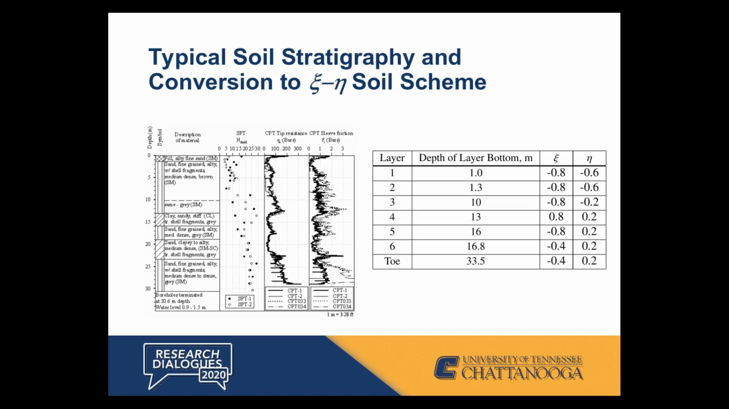The Xi represents the degree of cohesion of the soil. In other words, a -1 specifies a purely cohesionless soil, a clean sand or something like that. On the other end, a +1 represents a soil which is purely cohesive, like a very fine clay, with everything else in the middle. The Eta represents the soil strength, with -1 being a very loose or very soft soil, and a +1 being a very dense soil.